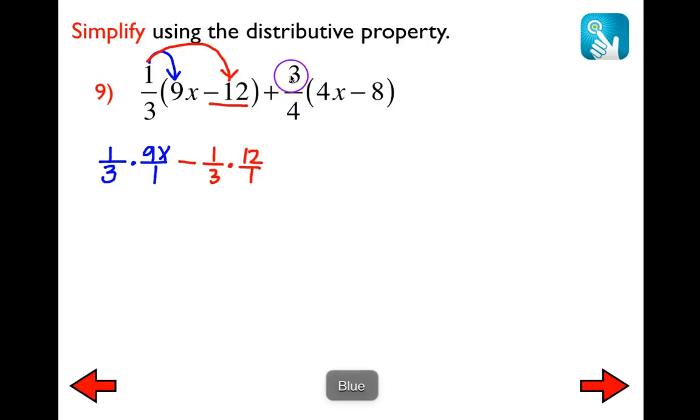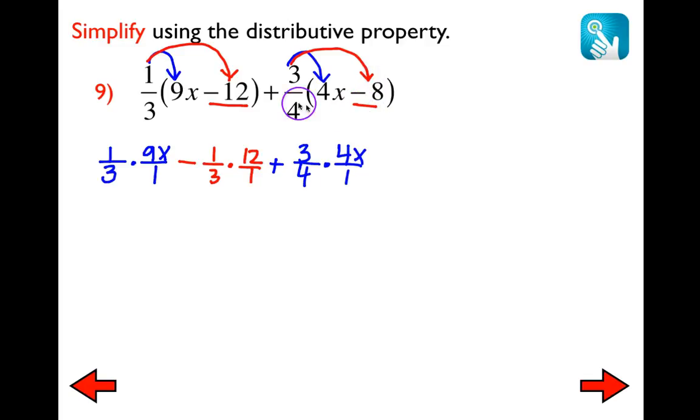I'm going to continue. A positive 3/4 times a positive 4x is a positive number, so I'm going to put plus 3/4 times, you know it, 4x over 1. One more step. We're going to do a positive 3/4 times a negative 8. Positive times a negative is a negative, so I'm going to go ahead and put 3/4, same thing, times 8 over 1. Now I'm just going to go look over everything to see if I can cross cancel.